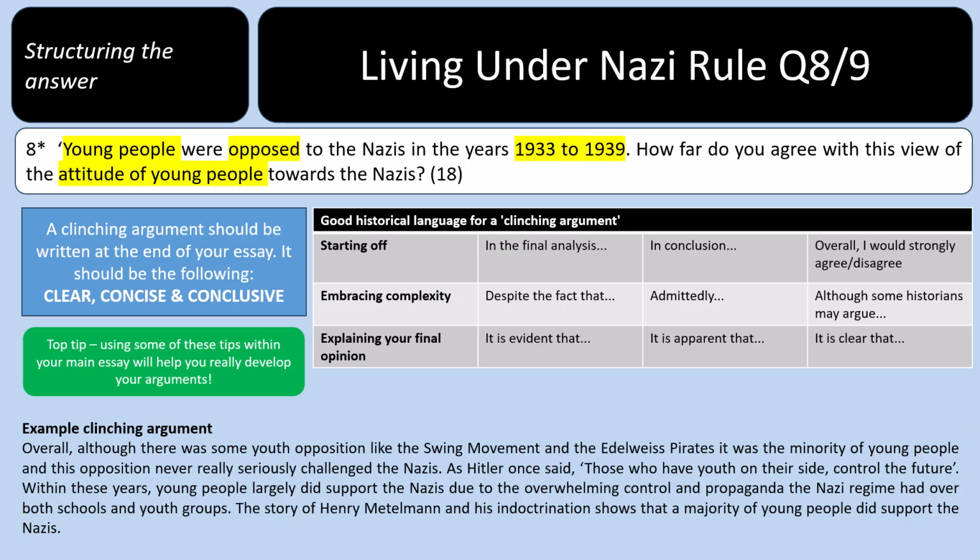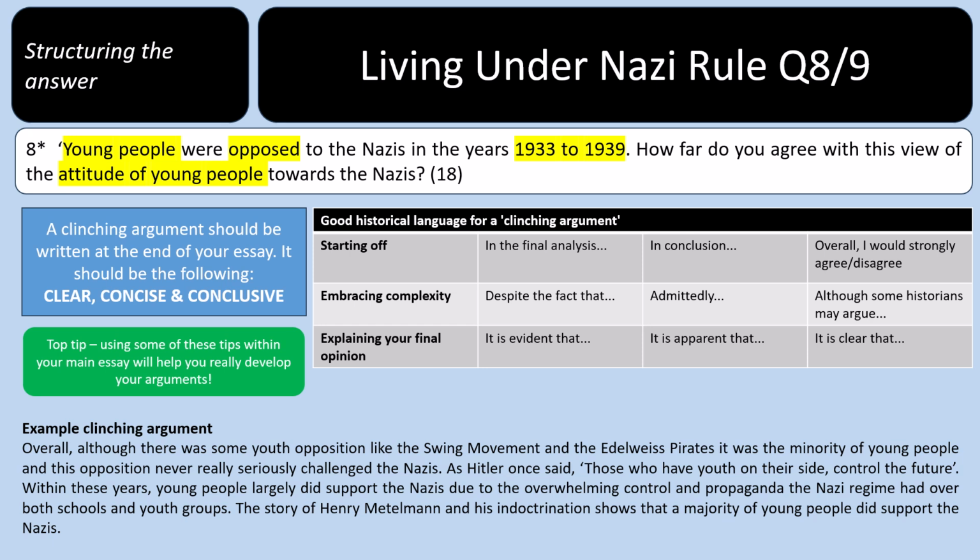So for a clinching argument overall, although there was some youth opposition like the Swing Movement and the Edelweiss Pirates, it was the minority of young people, and this opposition never seriously challenged the Nazis. As Hitler once said, those who have youth on their side control the future. Within these years, young people largely did support the Nazis due to the overwhelming control and propaganda the Nazi regime had over both schools and youth groups.